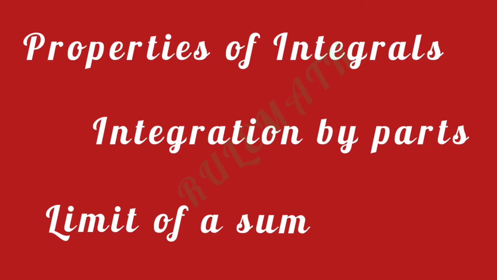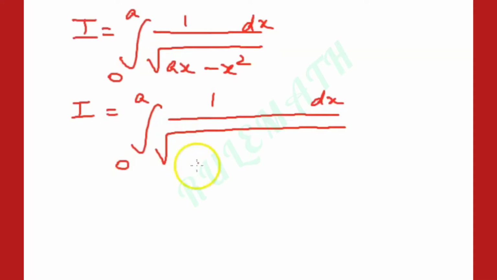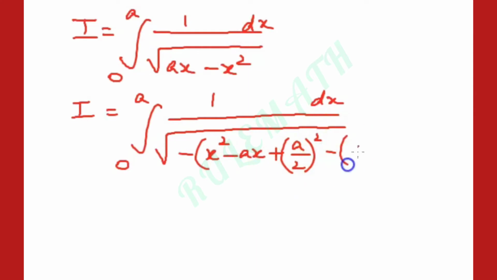So this is the first sum. I is equal to integral 0 to a 1 by root of ax minus x square dx. So the first step will be to take the negative sign out. So open bracket, it will be x square minus ax inside. Now take the coefficient of x, which is a, leave alone the sign. Half of a will be a by 2, square of it will be a by 2 the whole square. So add and subtract a by 2 the whole square. So this will be the first step to do.